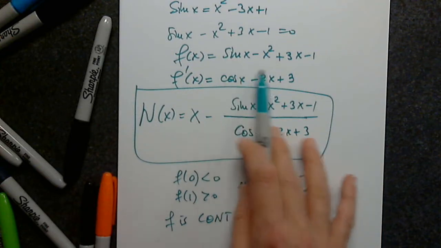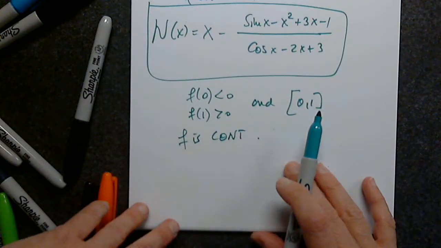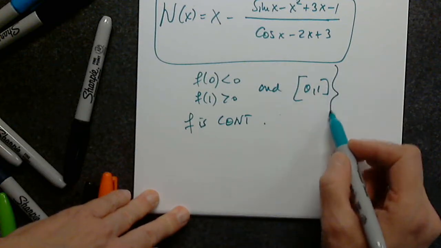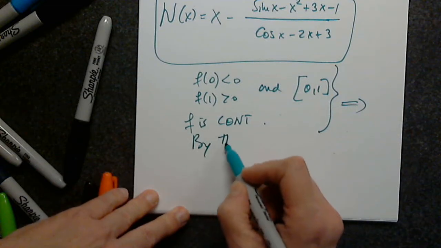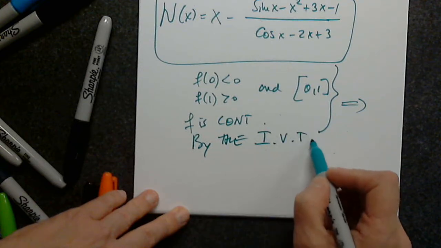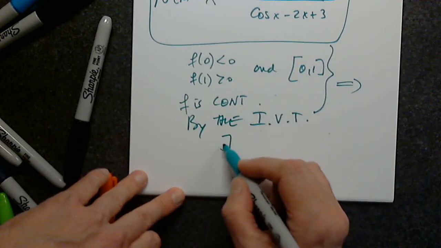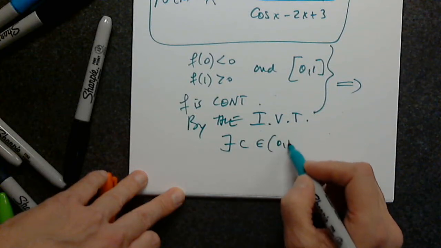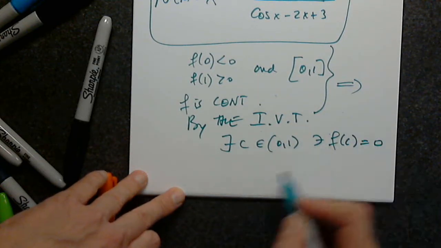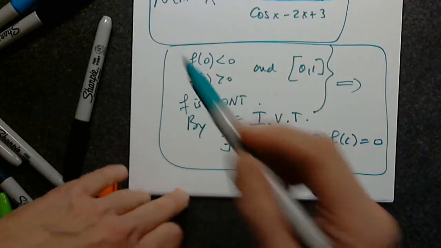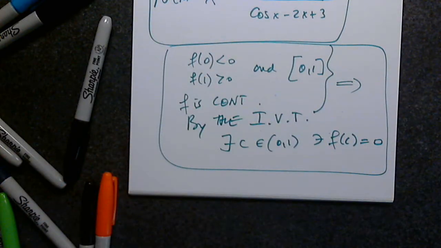It's continuous everywhere. It's a polynomial and sine, so they are continuous everywhere. So from these conditions, by the intermediate value theorem, not the mean, but the intermediate value theorem, there exists C in the open interval 0, 1 such that f of C is 0. So this is stating the theorem. The function is continuous on the interval 0, 1, it changes sign on the interval 0, 1, so there must be a solution there. And we want to determine it.